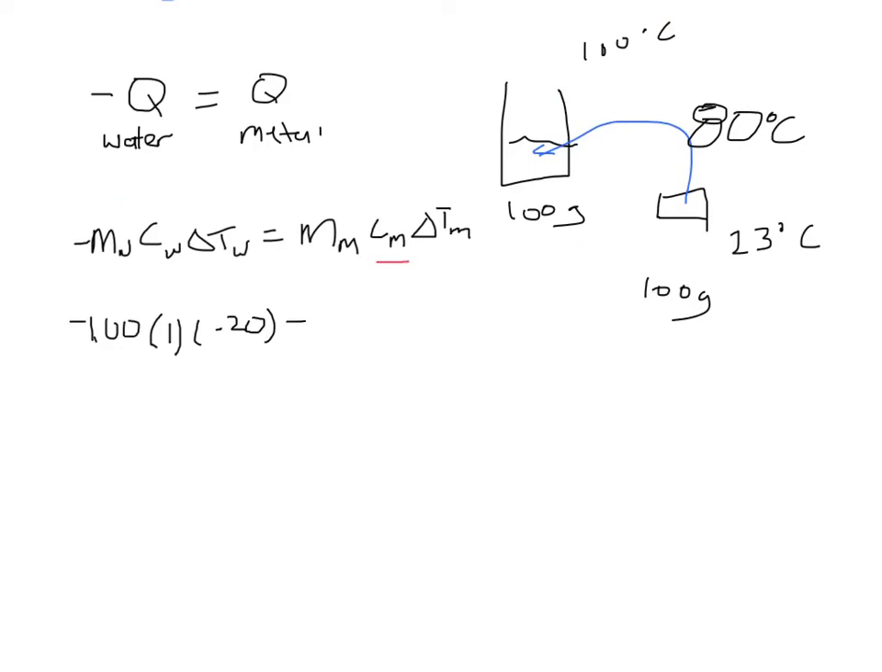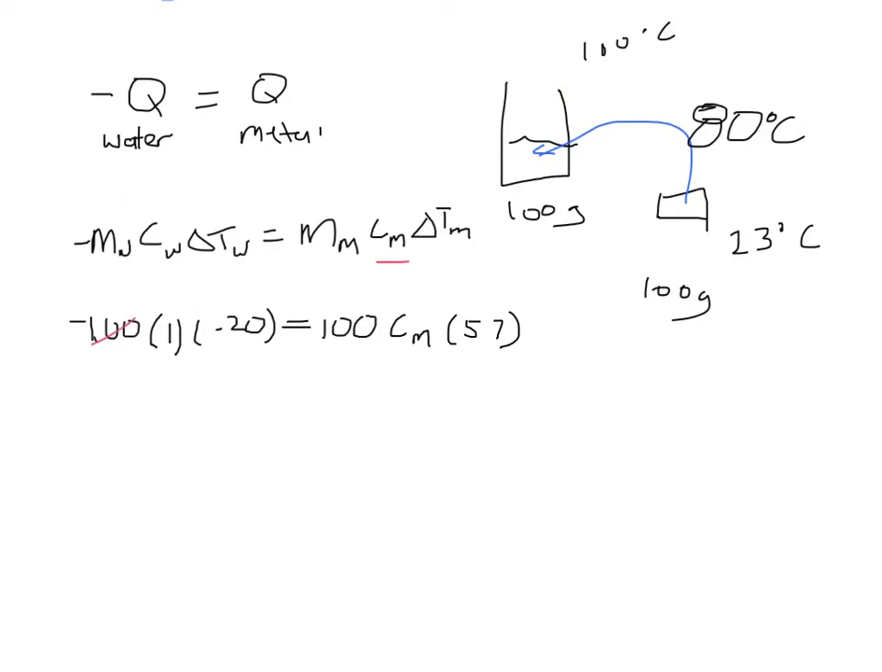Equals the mass of the metal. What was the mass of the metal? 100 grams, good. Specific heat of the metal, we don't know, so that's C of the metal. And what's the change of temperature of the metal? I'll give you a hint. It went from 23 to 80 degrees. It rose in temperature. We're going to have a positive change in temperature. So, 57. All right.